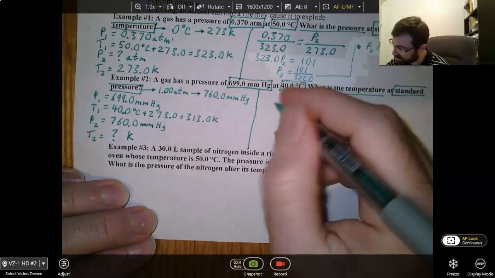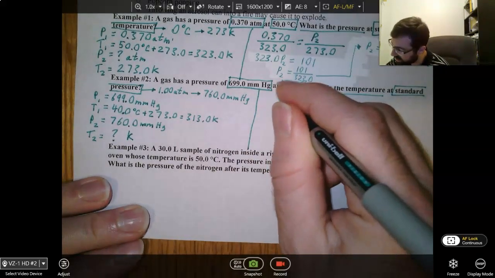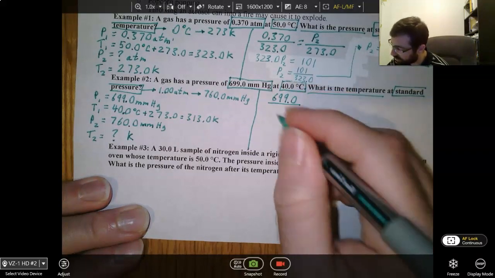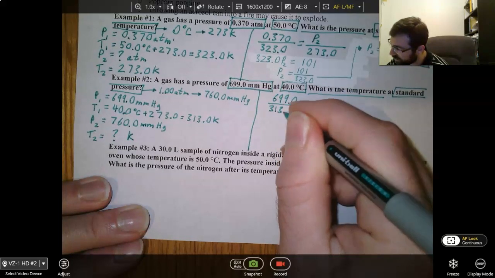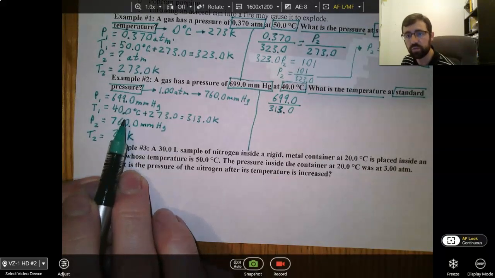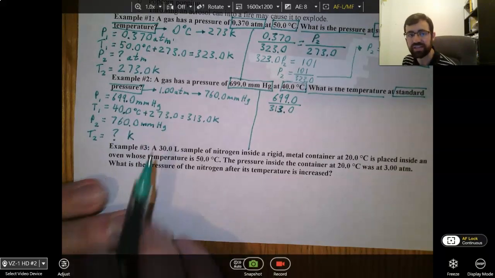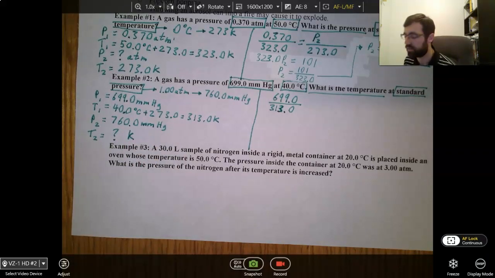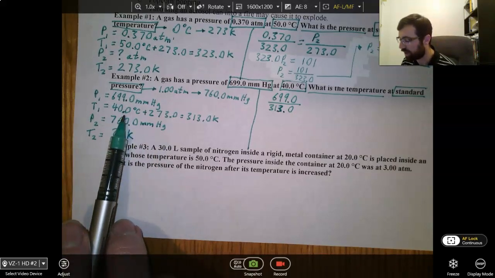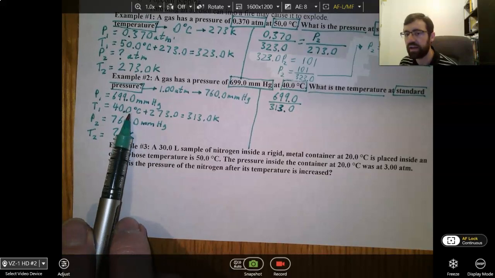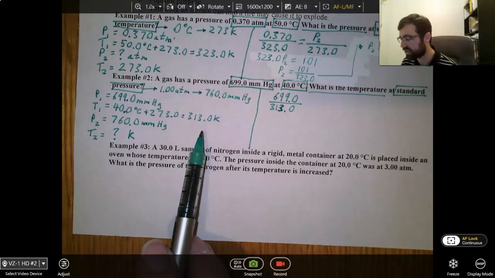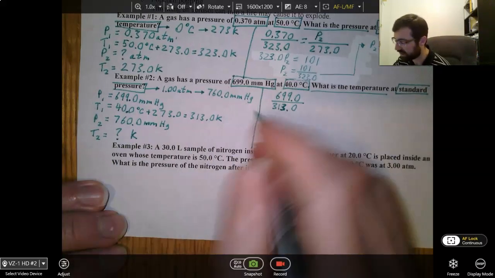P1 over T1 equals P2 over T2. P1 is 699.0 over T1, 313.0. And I am being consistent with sig figs here because our significant figures rule for addition or subtraction is to keep the lowest number of significant decimal places. Okay, so I've got 1 decimal place in this. Well, I need to add 273. I'm still going to have 1 decimal place in my answer. It's just 0.0.